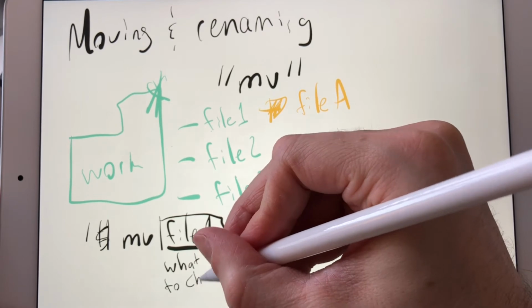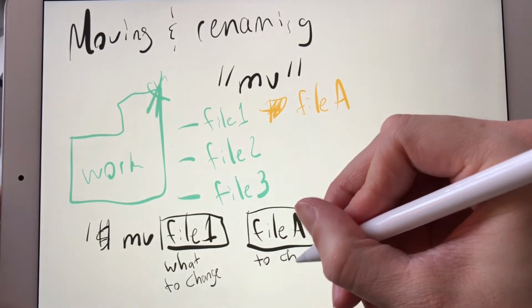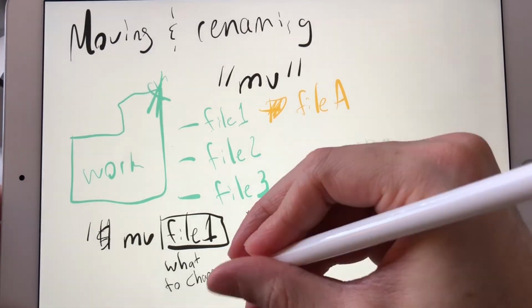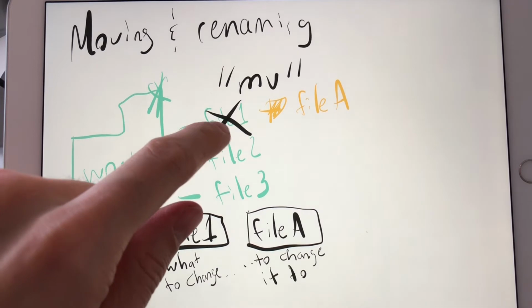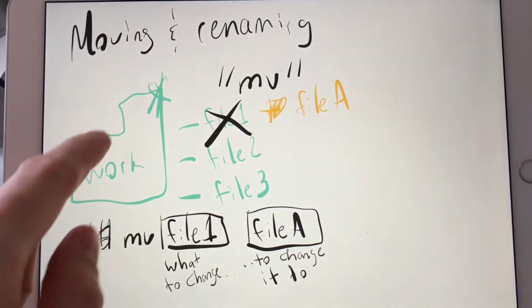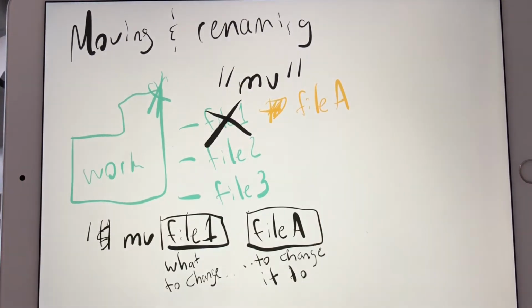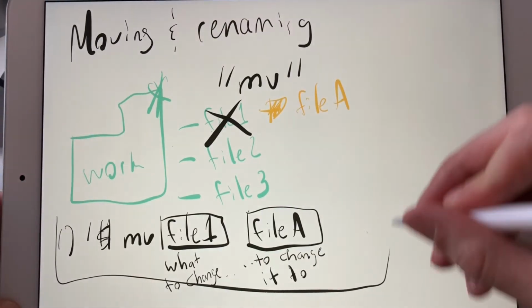So this is the what to change, and this is to change it to. What do I want to change and what do I want to change it to? File 1, it would no longer exist. This would then remove file 1 from our folder work and rename it to file A because we used this one command.